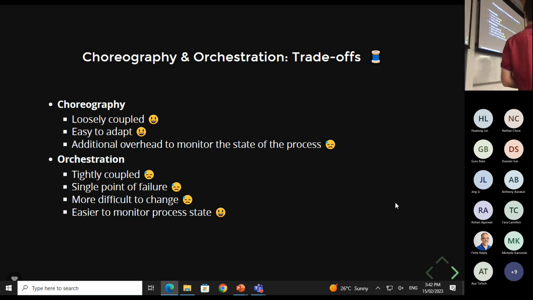That's important. When we get to week 3, we'll talk about observability, which is understanding where your system is at and what it's doing. Orchestration, more tightly coupled, can be a single point of failure and more difficult to change.